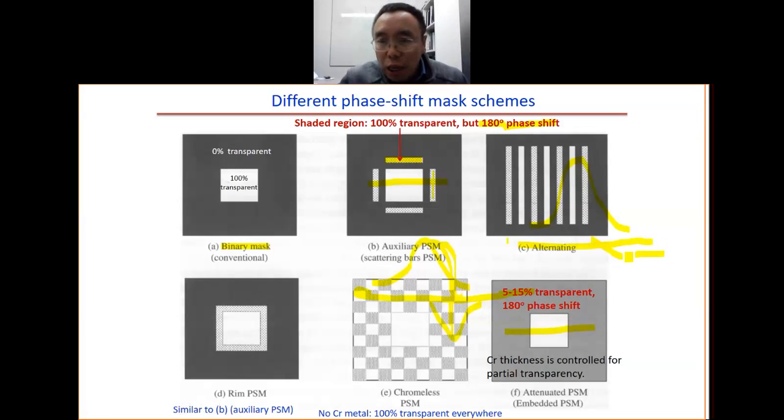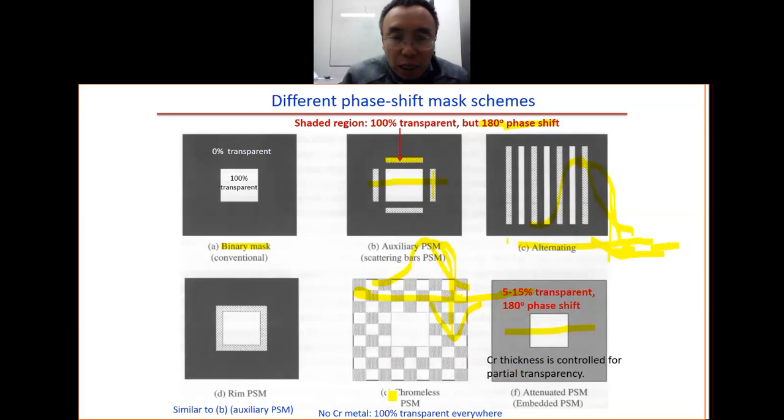You can see that this part of the light can cancel out this part. As a result, the light transition will be a sharper transition. So we have the sharper transition. You get a better image. There is some light here, but because it is only 5 to 15% transparent, the light here will not expose the resist too much.